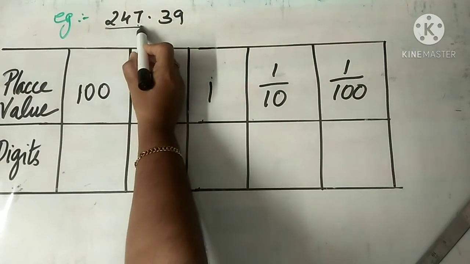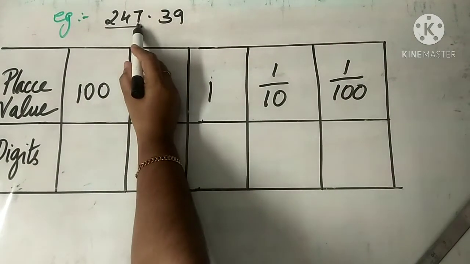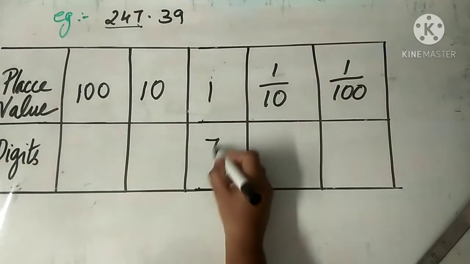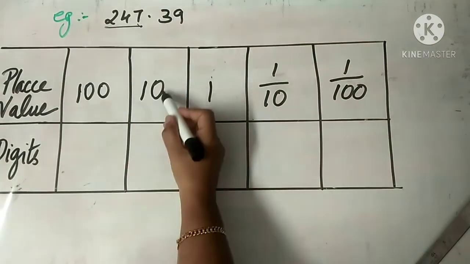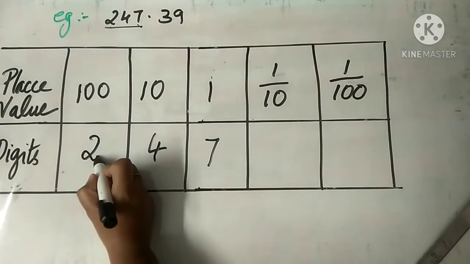This is the whole number part. Whole number part, we write it as same. How we write the whole number? So 7 is in ones place, so we write 7 in the ones place. 4 in the tens place, so we write 4 here. 2 in the hundreds place, so we write 2 here.